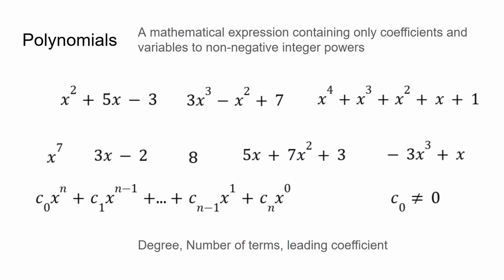The main things to describe a polynomial are its degree, which is the highest degree exponent in the polynomial, the number of terms, and the leading coefficient, which is just this c0, so the coefficient on the highest degree term.